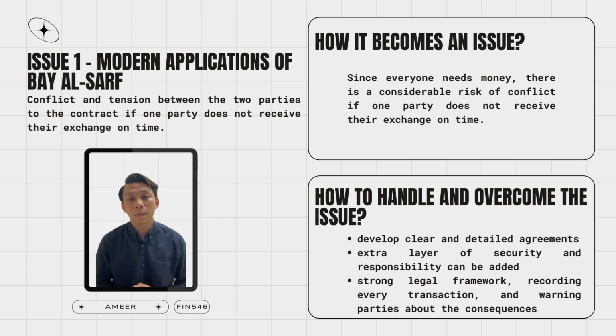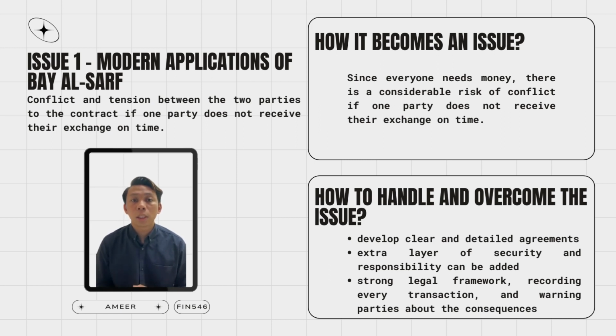In the context of Bai Asaf, the need of both parties to receive their respective exchange on the spot is crucial. So, how to overcome the issue? To overcome the potential of conflicts and disputes in Bai Asaf transactions, it is imperative to establish clear and comprehensive contract terms, emphasizing immediate settlement to prevent delays. The involvement of trusted intermediaries and financial institutions can add a layer of security and accountability. Next, a legal framework such as documenting all transaction details and educating parties on the risk of non-compliance contributes to conflict prevention.